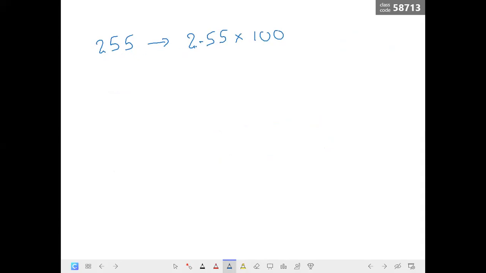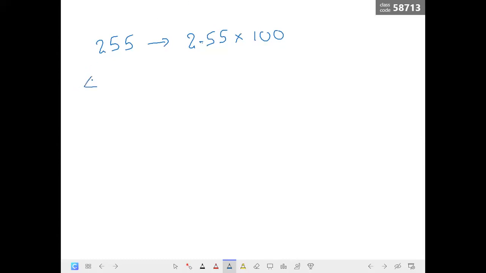Then in normalized way, what we always do, we are going to only keep one digit as the whole part, right? That is how we write in the normalized method. All the rest we are going to keep at the right side of the decimal point.